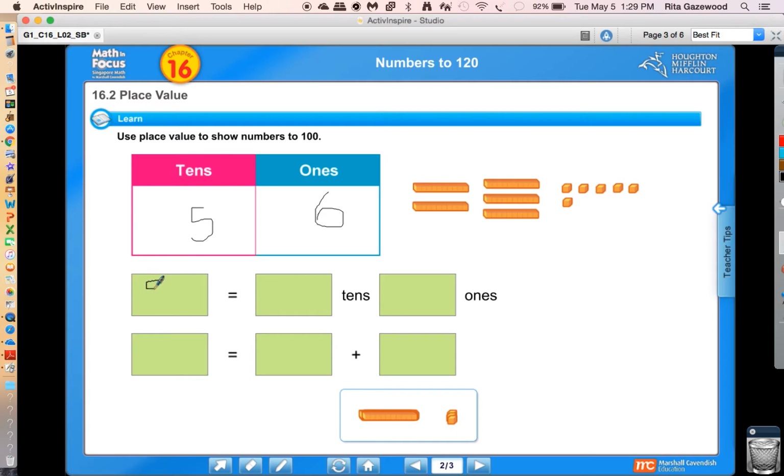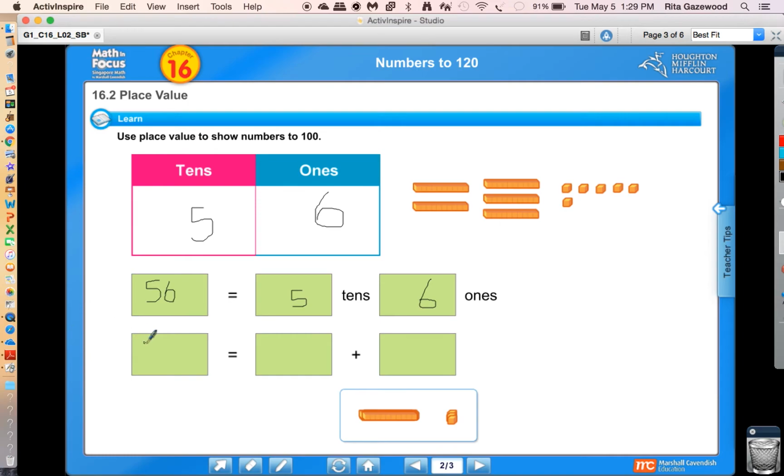We're going to say 56 equals. Equals is just another way of saying is the same as, or the same amount. 56 is the same as 10s and 1s. So how many 10s are in this number? Let's count them. 1, 2, 3, 4, 5. So we have 5 10s. And how many 1s? 1, 2, 3, 4, 5, 6. So 56 equals 5 10s and 6 1s.